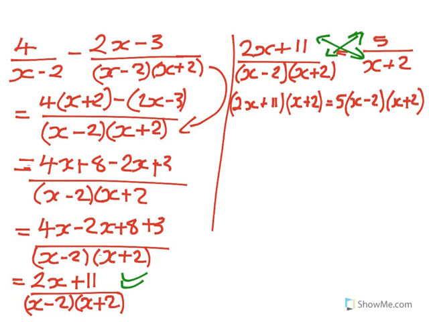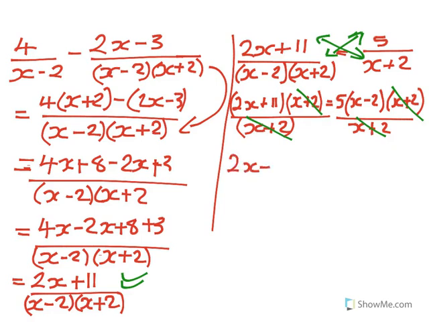After cross multiplying, you can see that x plus 2 and x plus 2 is repeating on both sides, so you can cancel x plus 2 on either side. So what are you having? You're going to be left with 2x plus 11 is equal to 5x minus 2.